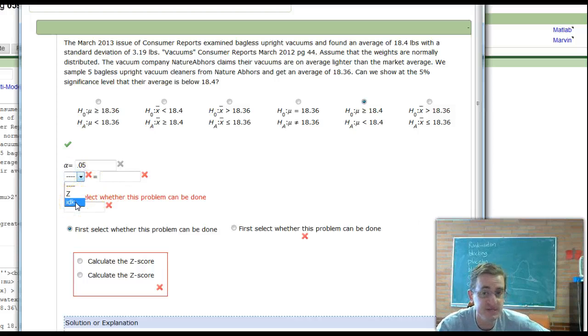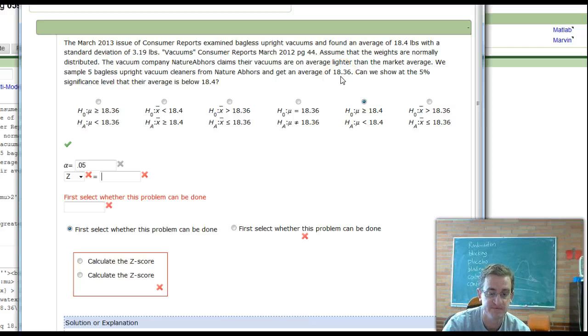IDK is for a question you can't do. Can we do it? Hang on, it says they are normally distributed. Right here. So that means I don't even care how big the sample size is. I know it's going to be a Z test. What is my Z score? I should have done this beforehand. Where's my X bar? Oh, there we are.